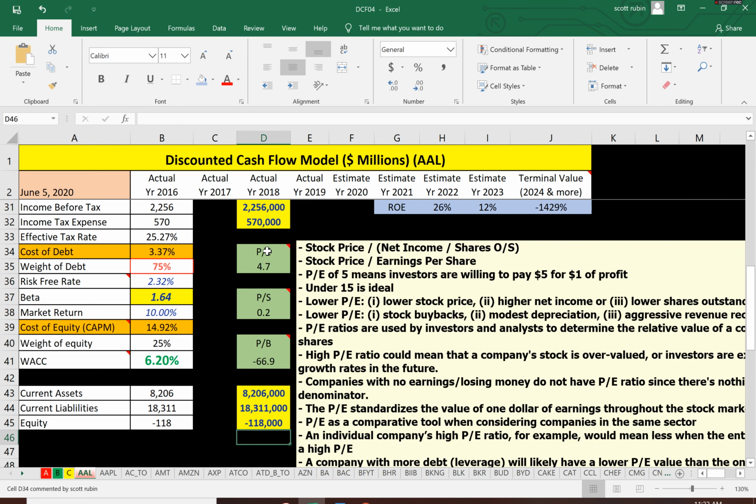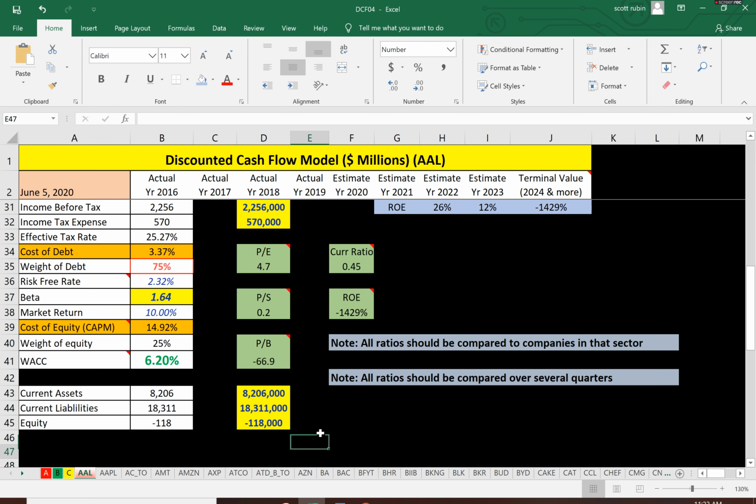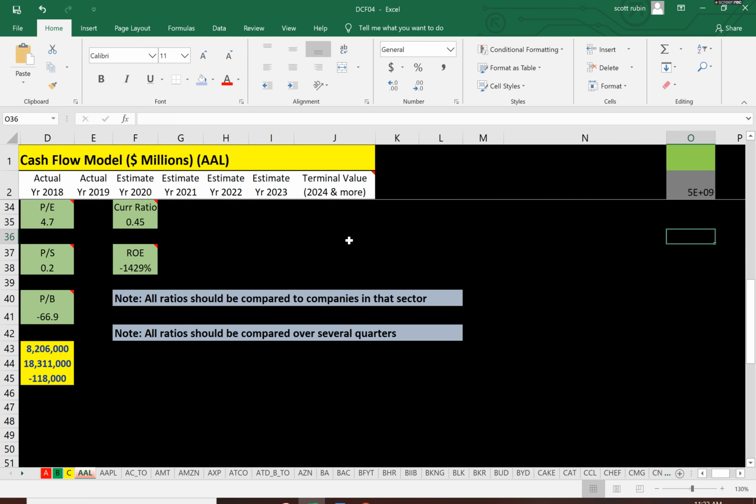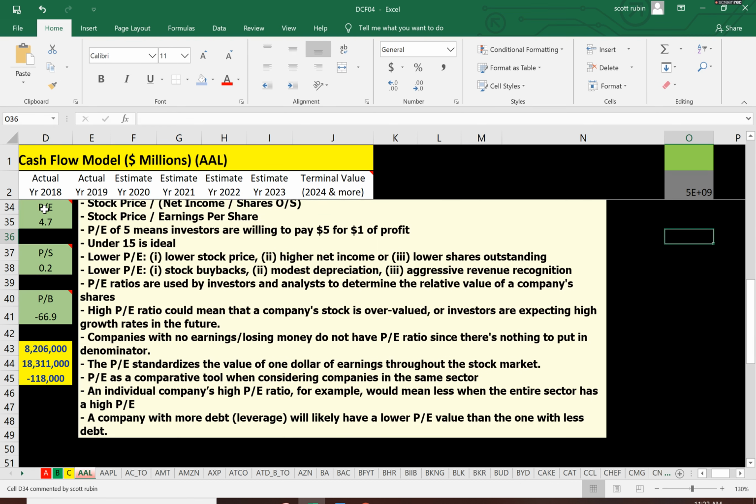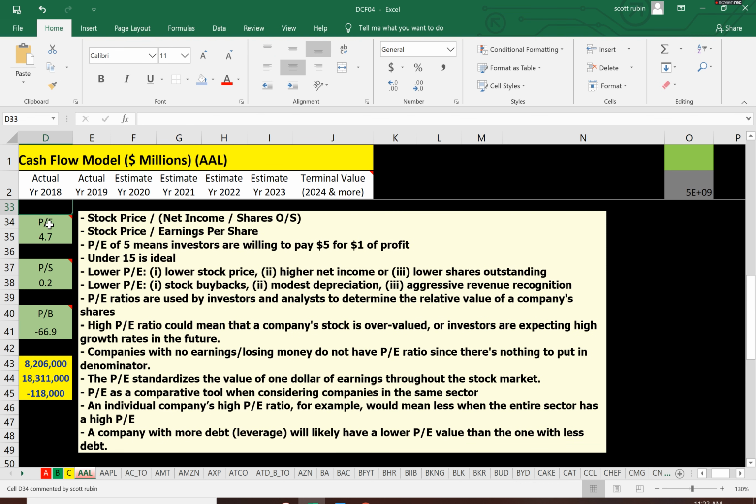So the PE ratio is the most common. That's the price over earnings. Okay. So their PE is about 5. That's a really good PE. A PE of 5 means investors are willing to pay $5 for $1 of profit. And the lower the better. I generally look for 15 or lower in a company before buying it.